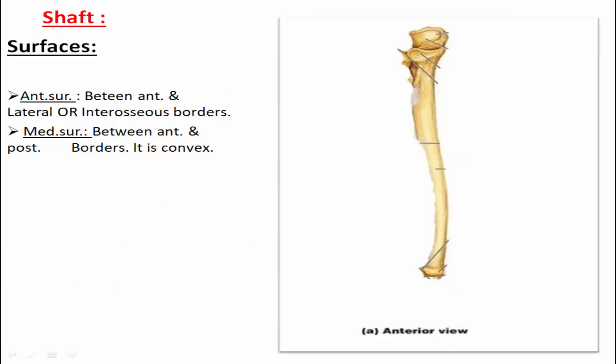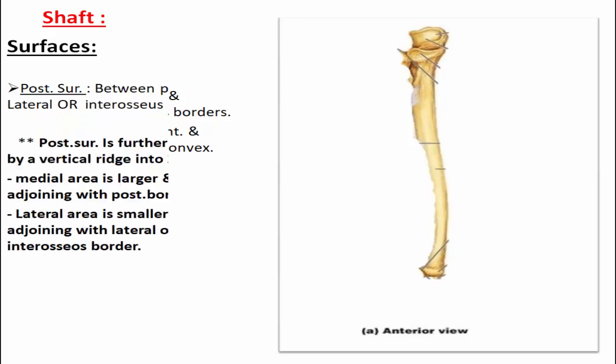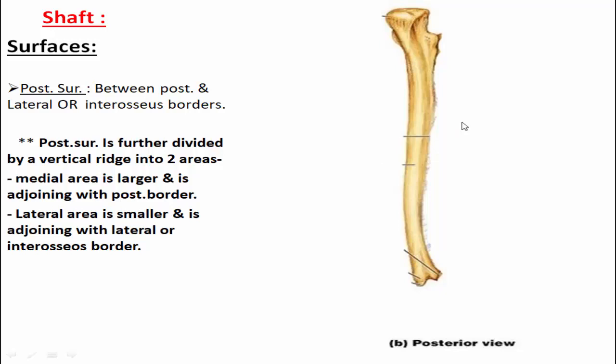Now about the surfaces. Two surfaces are in this picture. The anterior surface is in between the anterior border and the medial border, and the medial surface is between the anterior and posterior borders. Next surface is the posterior surface. The posterior surface of ulna is situated in between the posterior and lateral or interosseous borders.